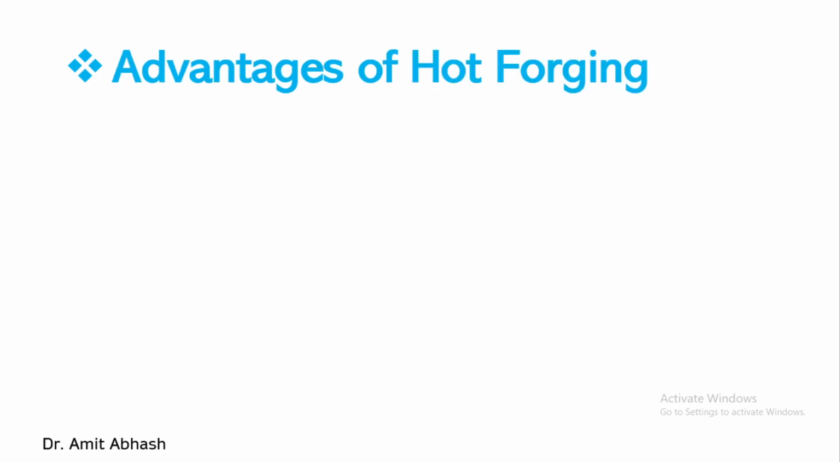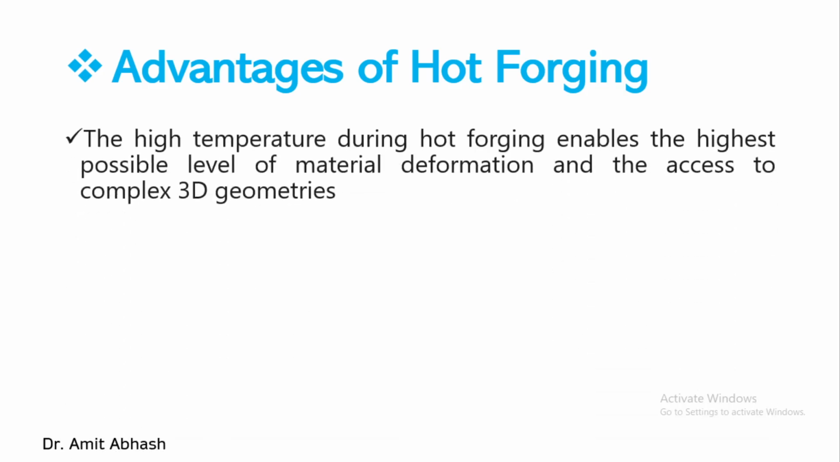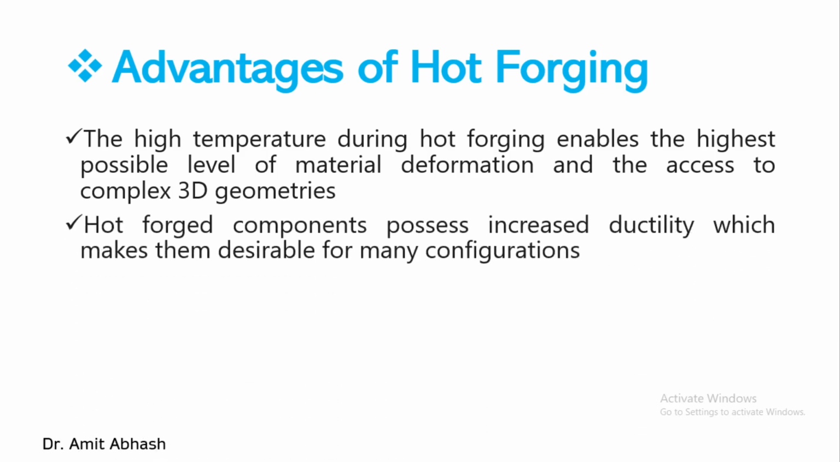Now, the advantages of hot forging. The first point is that the high temperature during hot forging enables the highest possible level of material deformation and access to complex 3D geometry. I have already discussed this; in very short, I'm going to revise it now. At higher temperature, there is more ductility and more softening of the material, so a higher level of deformation is possible. So definitely you will get more complex shapes. So these are some points regarding that.